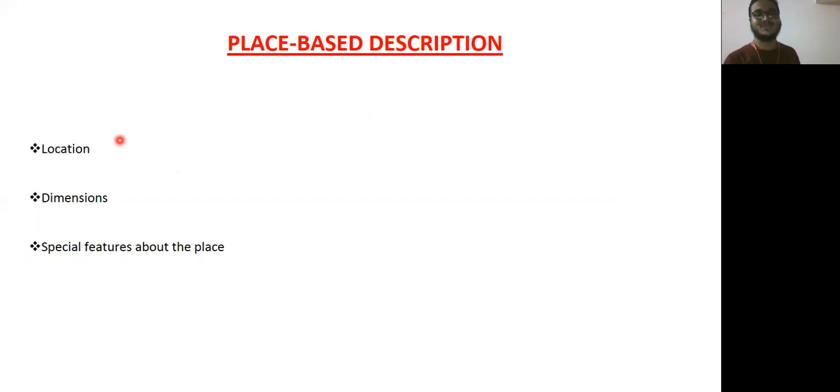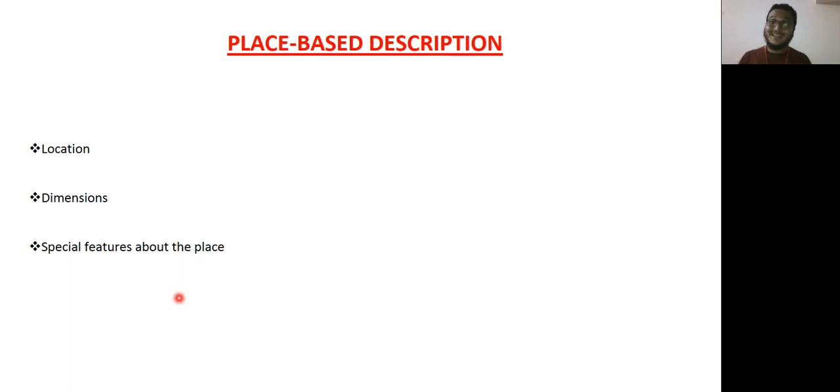Okay, let's see the next one. Next description, that is place-based description. Place-based description: location, dimension, spatial features about the place. Suppose there's a book fair in your nearest area. Wherever you live, suppose you're living in Bhubaneswar, in Patia. You're living in Bhubaneswar, Patia, and in your location, there's a book fair.